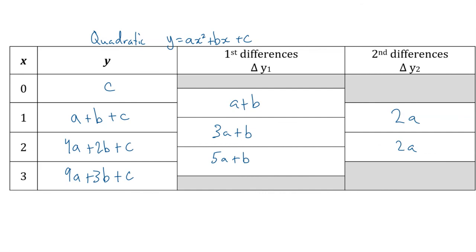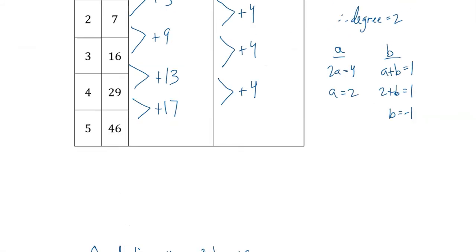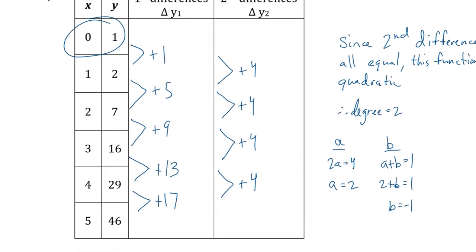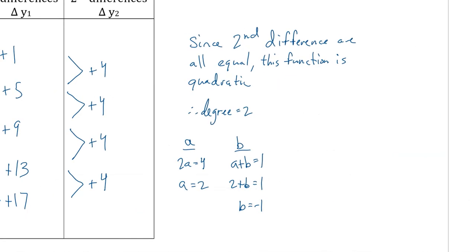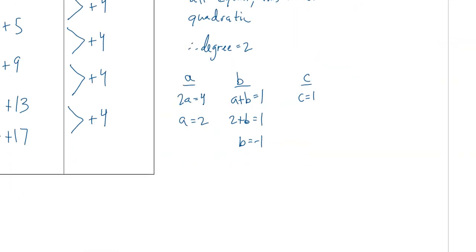And what about C? C is the constant. Constant in expanded form is always the y-intercept. And in our table, it's right there. There's C. So we can just pick that off the table because we've got it. It's 1. So that one's always trivial. Therefore, y equals ax squared plus bx plus c, where a is 2, b is negative 1, c is 1.